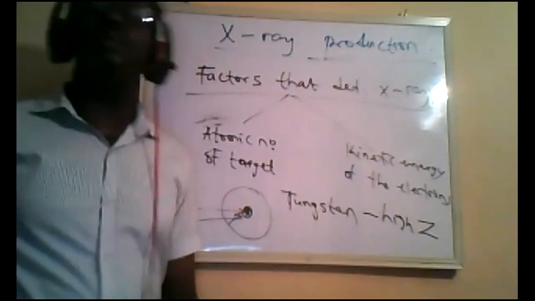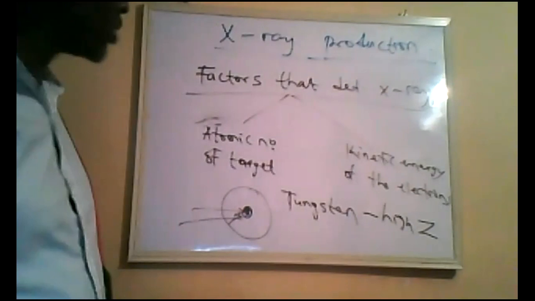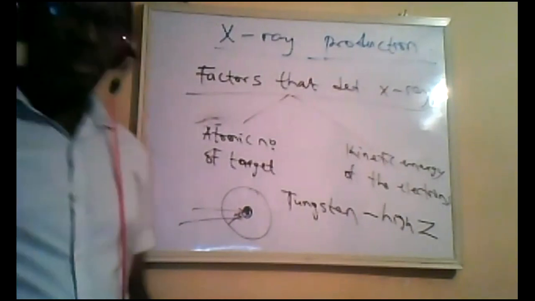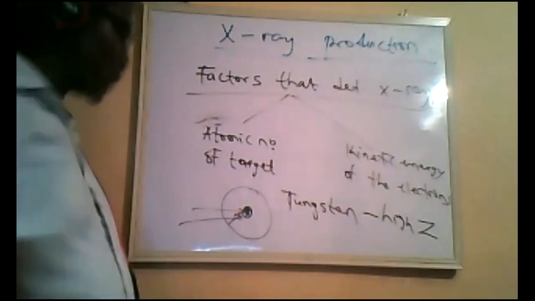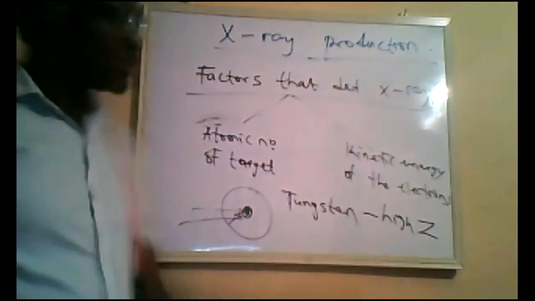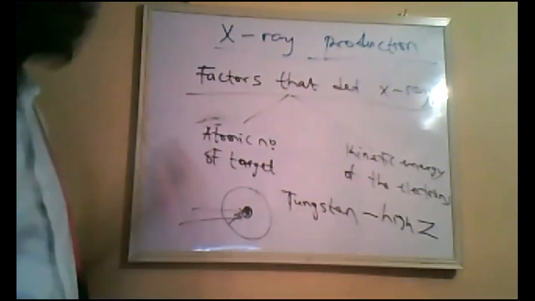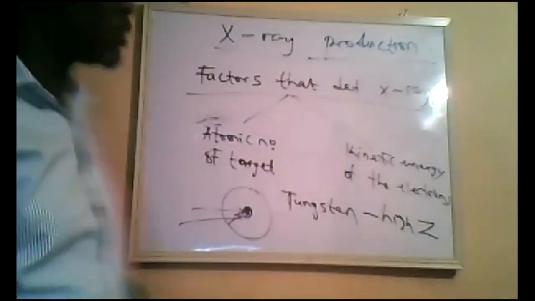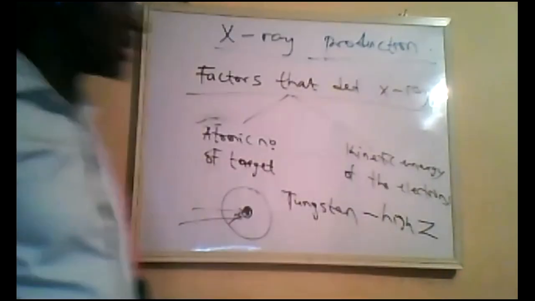And of course, if the probability of interaction of the electron is high, it means that we are going to have so much more Bremsstrahlung X-ray, and of course, so much more characteristic X-ray. So this one is preferred for low Z material. That is one. And of course, we have reasons for that.